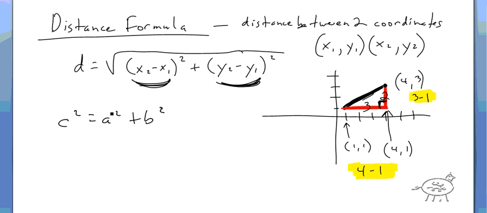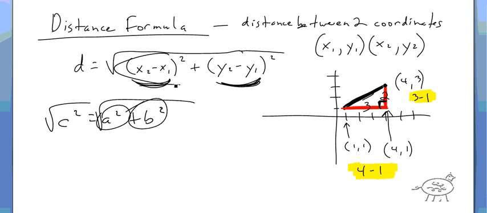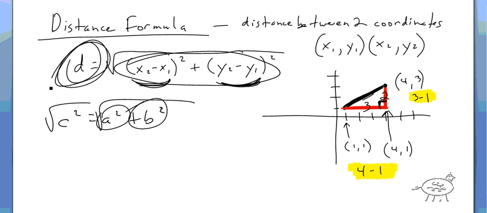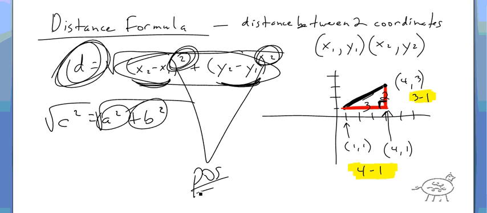Once I do all this work and figure those values out, don't I take the square root of both sides after I add them together? I need to add these together first, and then I take the square root and I get my value of C, or in this case I call it the distance D. And some of you might say, well, what happens if you have a negative? It doesn't matter. What happens when you square a negative? You always get a positive value. So you'll never have a negative under that square root.